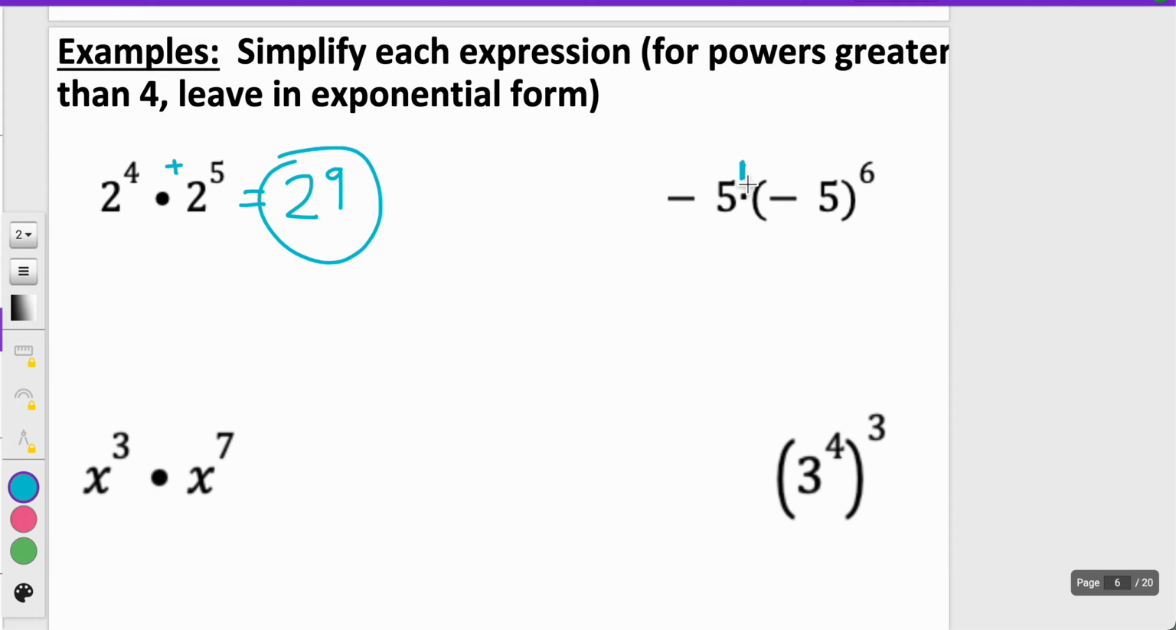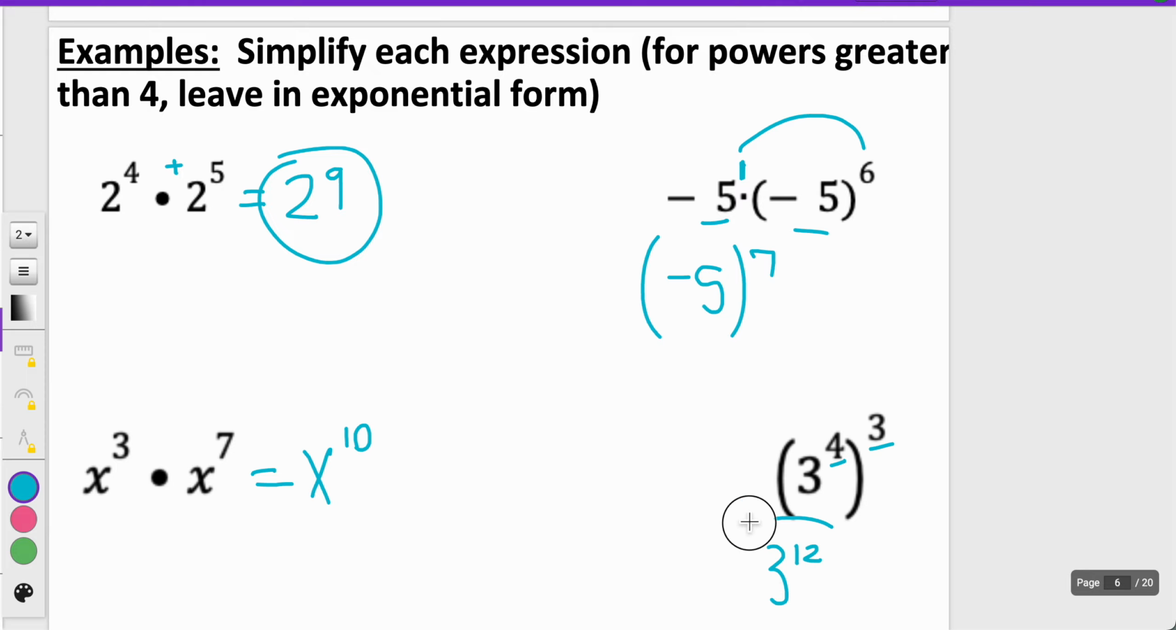So if there's no exponent shown, I can just put a 1 here, and now I have the same base, negative 5, and I can just add together the 1 and the 6. That'll give me negative 5 to the 7th power. x to the third power and x to the 7th, adding those together, I'm going to get x to the 10th. And then here's my power of a power, I'm just going to multiply 4 and 3 to get 3 to the 12th power.